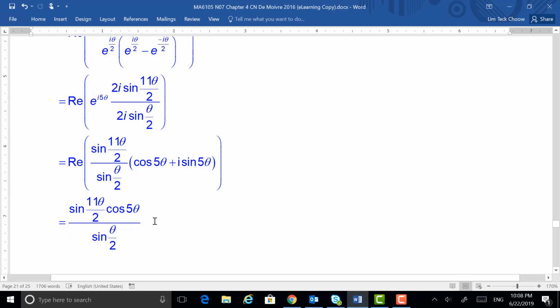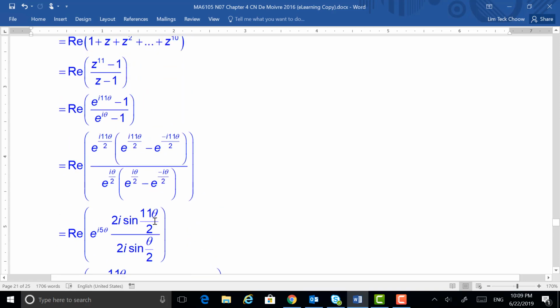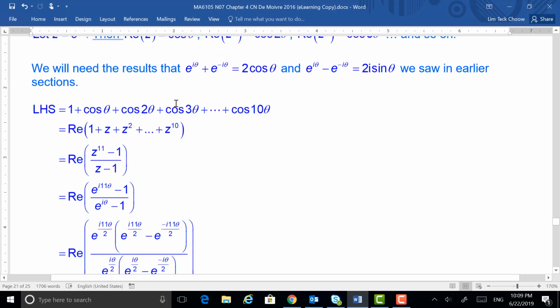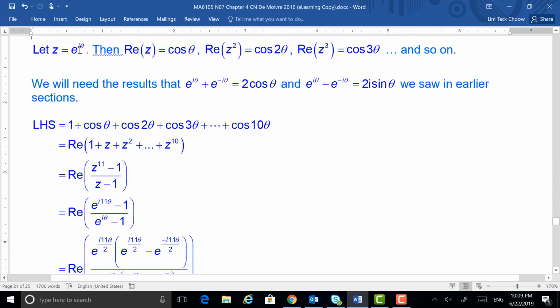So what we have effectively done here is found the sum of this series, which is a series of trigonometric functions. And how did we do it? We made use of the complex number e^(iθ), right? And you now reflect again.